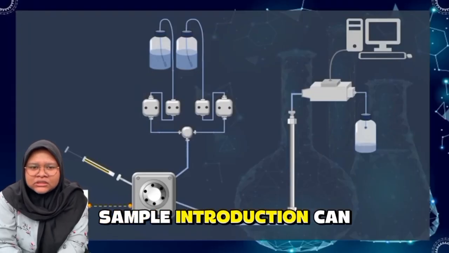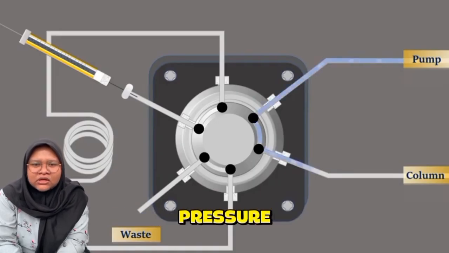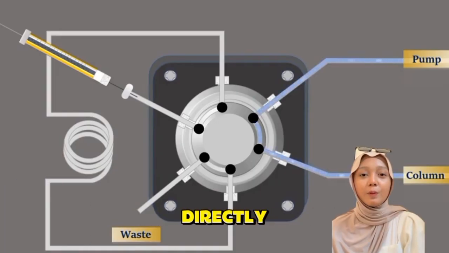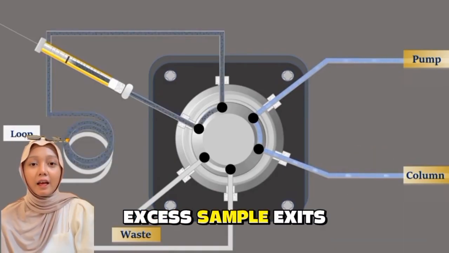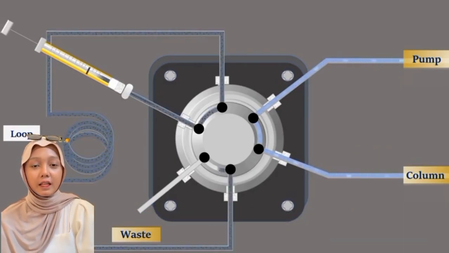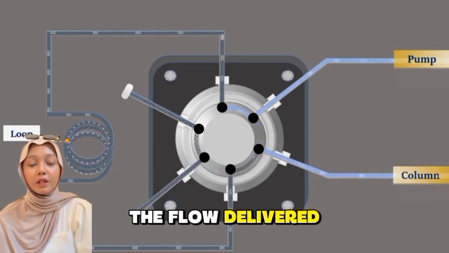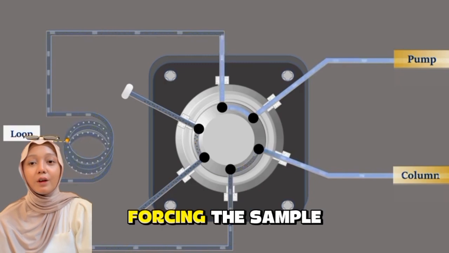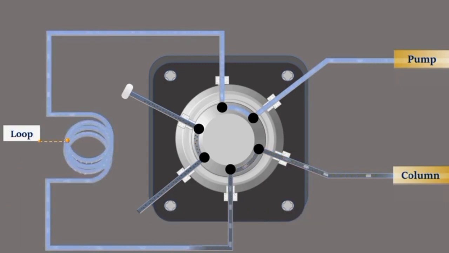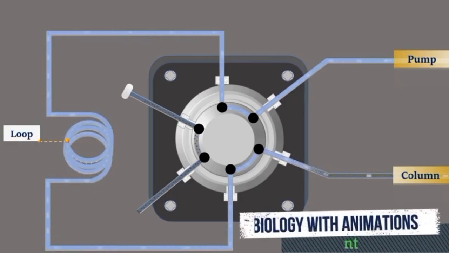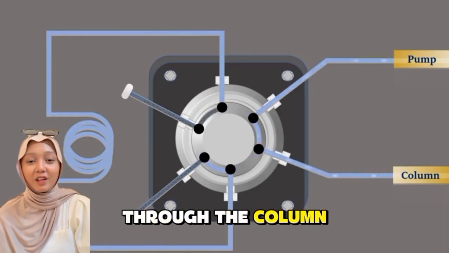Sample introduction can be accomplished in various ways. The simplest method is that the loop is loaded at atmospheric pressure from a syringe via the middle port. The excess exits the loop via the vent port. After loading the sample, the valve is switched to the inject position. The flow delivered by the pump flows through the loop, pushing the sample ahead of it, flowing to the column. Then the valve returns to the load position, and the mobile phase carries the sample through the column.